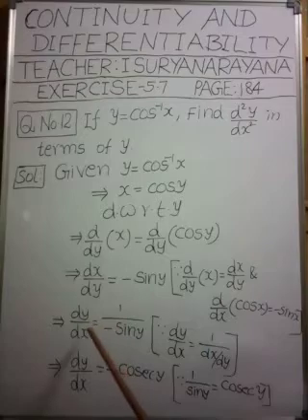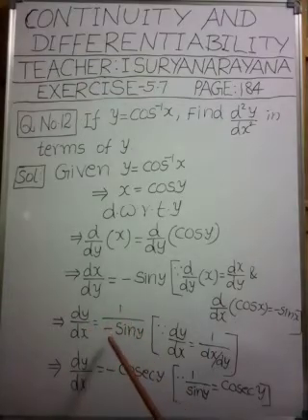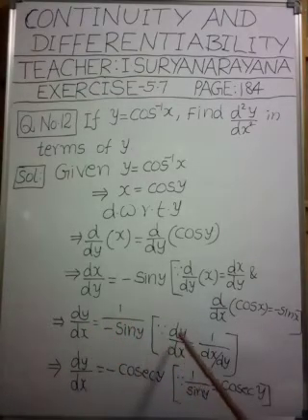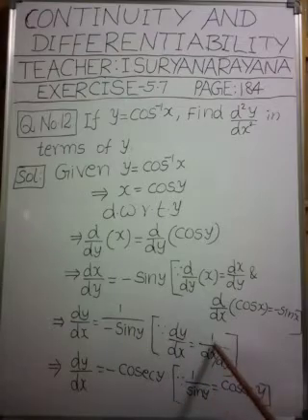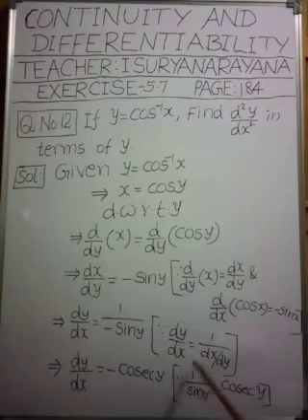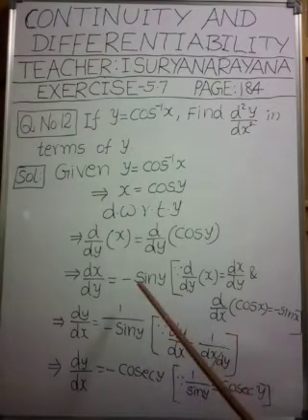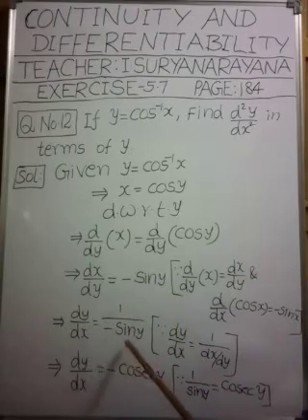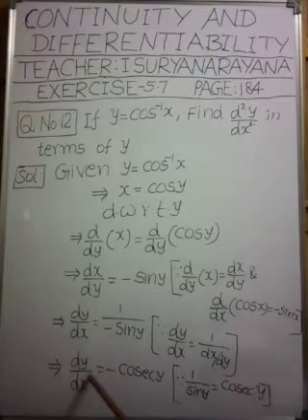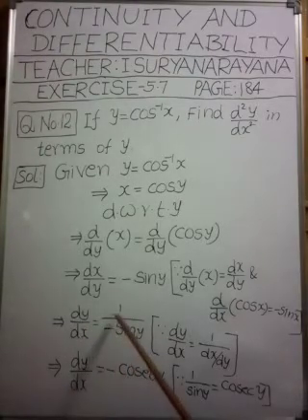dy by dx is equal to 1 by minus sin y, because dy by dx is equal to 1 by dx by dy. Understood this one, my children? We take its reciprocal. Right. This implies, I wrote LHS as it is, dy by dx is equal to 1 by sin y.